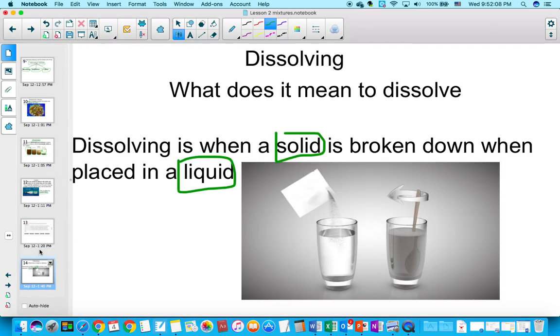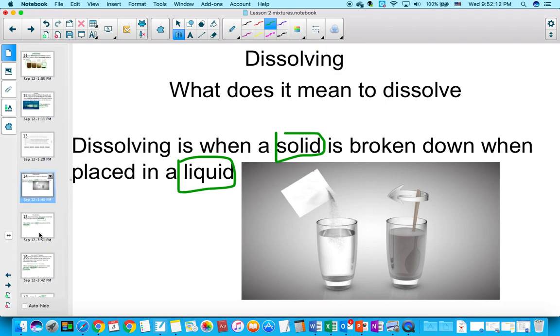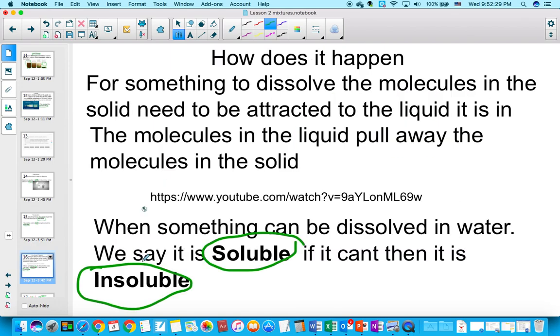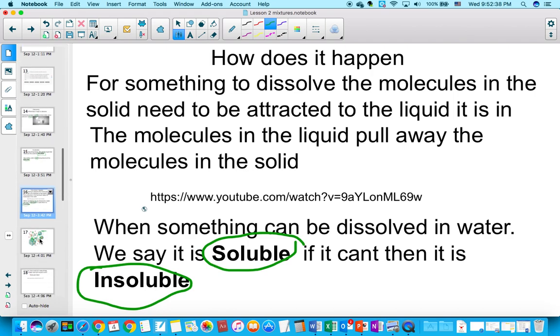And you should be able to tell me what dissolving means, which is when a solid or gas is broken down in a liquid. You should be able to tell me what a solvent is, the liquid that dissolves things. You should be able to tell me what a solute is, the solid that is broken down. You should be able to tell me what it means to be soluble. Soluble means it can be dissolved. Insoluble means it cannot be dissolved.